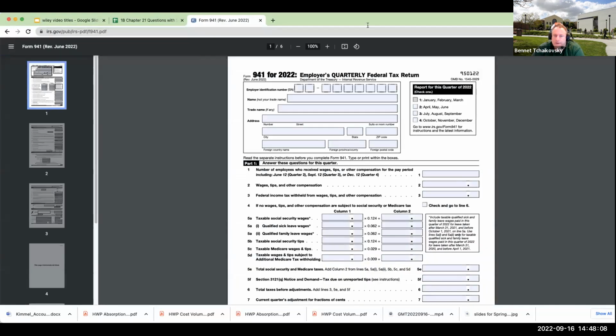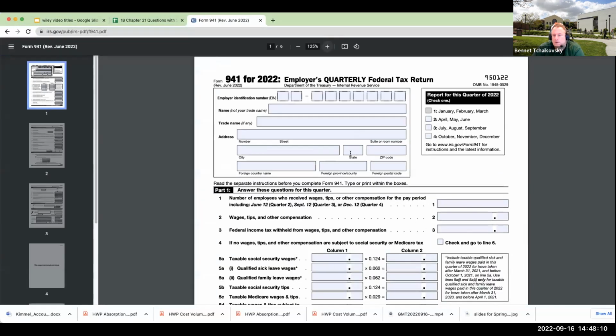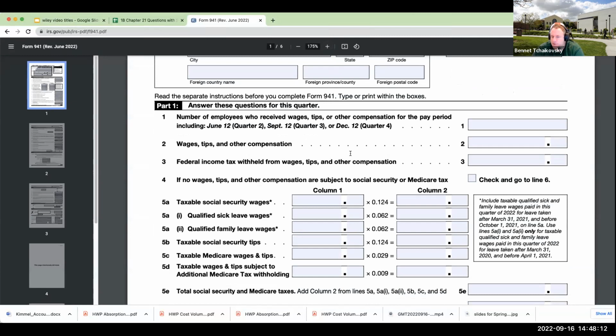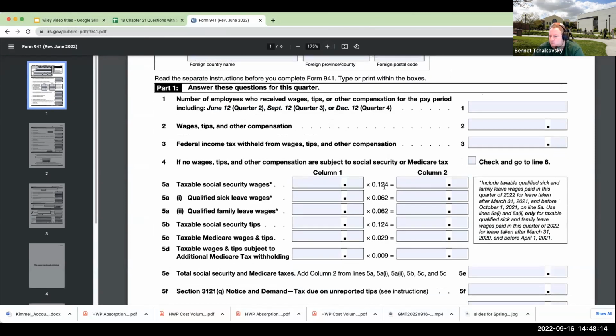And as an employer, what you have to go through and do is you see this little 0.124. Well, what does that mean? Those are Social Security taxes. So when you see that 6.2% up to a certain level of wages being deducted from your paycheck, that's what that represents.